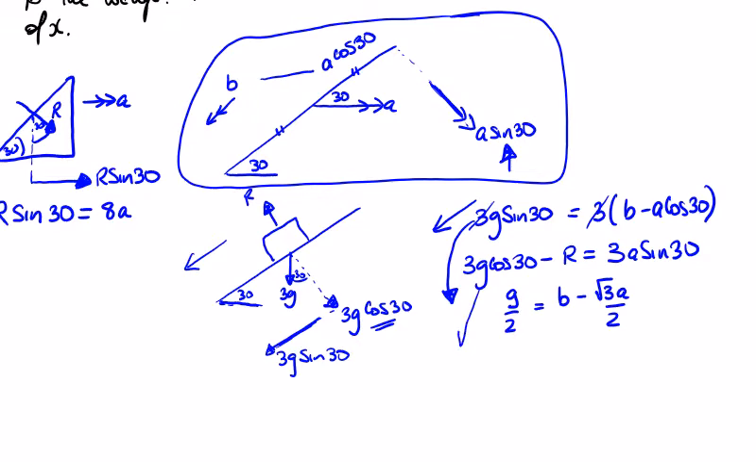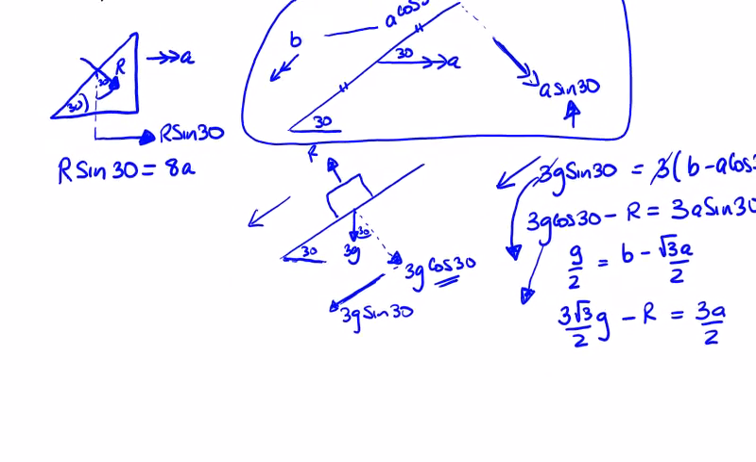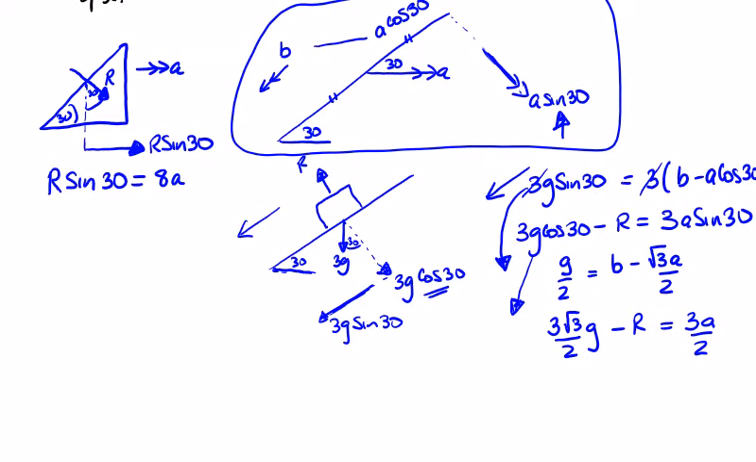I can't divide by 3 in this one, so I'm going to get 3g cos 30, so 3 root 3 over 2 times g minus r is equal to 3a by the sine of 30, well that's 3a over 2. And my r then, I have over here, so we get r in terms of a, r by a half is equal to 8a. So r is equal to 16a. So now I can sub that in here.